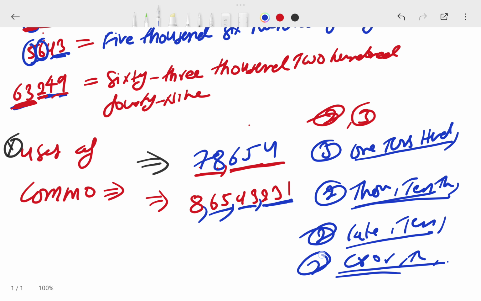Crore and 2 crores both are 10 crores, both are the same. That's why in the Indian number system we put a comma after the first 3 digits, then after every 2 digits, 2 digits, 2 digits only. This is the rule of putting commas in Indian digits.